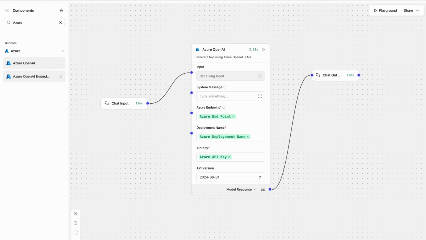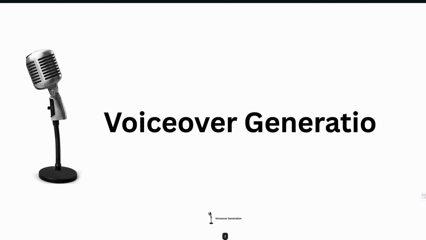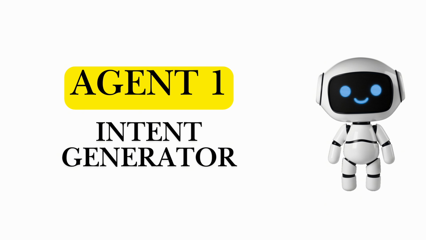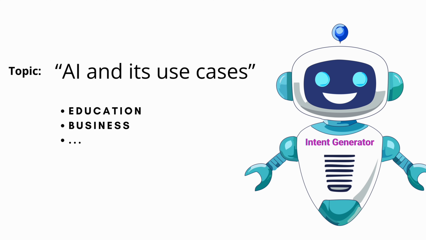Alright, now let's come back to our main goal, automating the voiceover generation. To make it easier, we will break the whole process into chunks. One, intent generation. So, first, we will create an agent that generates the intent for a given topic. Example, when you provide a topic like AI and its use cases, it should generate an intent whether you want a content focused towards education or a business, and based on that, it will approach towards the topic.